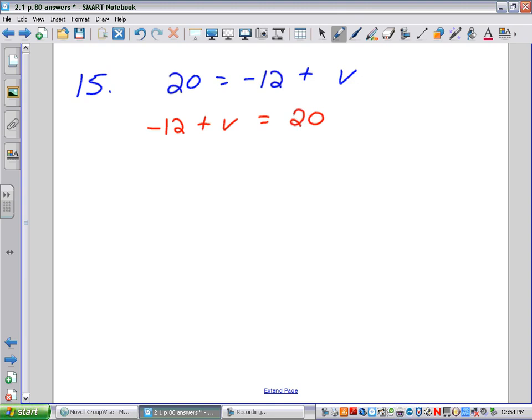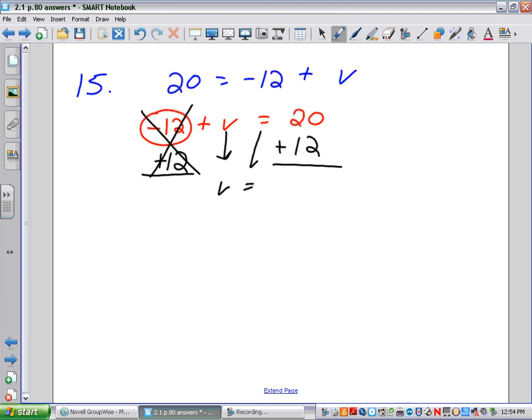Then what you have to realize is you have to get rid of a minus 12. What's the opposite of a minus 12? And that is plus 12. So I want to add 12 to each side. A negative and a positive are opposites, so that's where I can X out. I can bring down my v and also bring down my equal sign, and then I finally add. 20 plus 12 is 32.